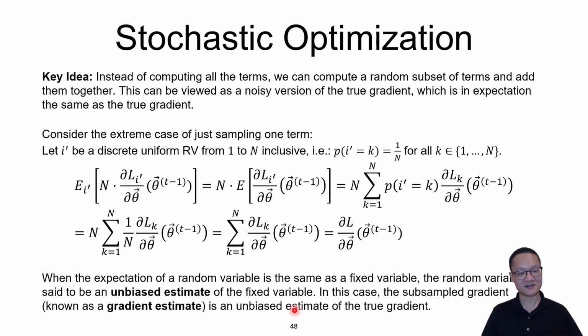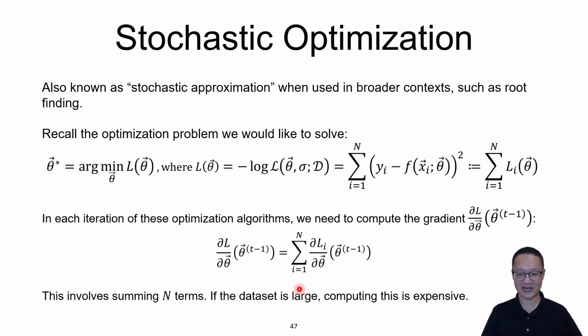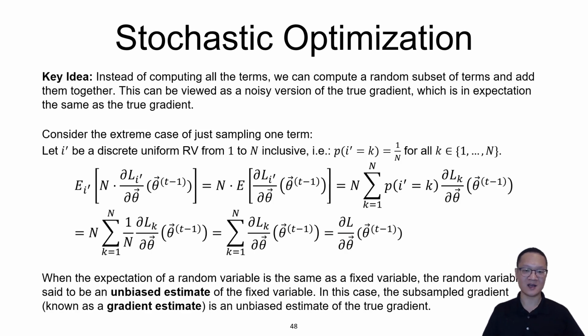So it turns out that maybe we don't need to compute the gradient by adding up all the terms. We can select a random subset of the terms and add them together. For example, we're not going to add up 1 to N, we're going to choose i equals 2, 8, 10, 15, some random subset of terms to add up. And it turns out that this can be viewed as a noisy version of the true gradient. Definitely not exactly equal to the true gradient, but it is equal to the true gradient in expectation.